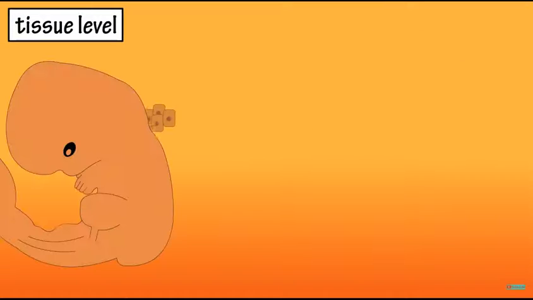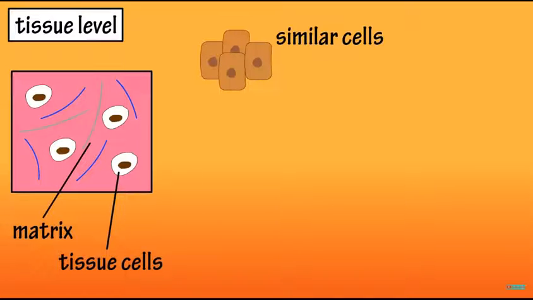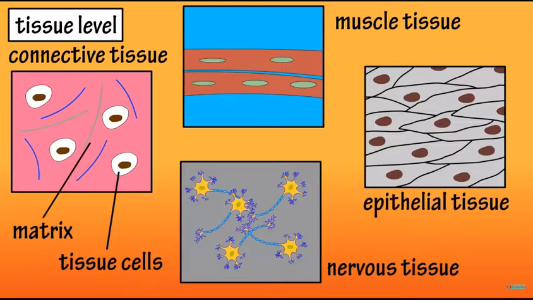The next level is the tissue level. Tissue is a group of similar cells that have developed from the same part of the embryo and all perform a certain function. Tissue cells are surrounded by the matrix or non-living intracellular substances. There are 4 major types of tissue in the body: connective tissue, muscle tissue, nervous tissue, and epithelial tissue.